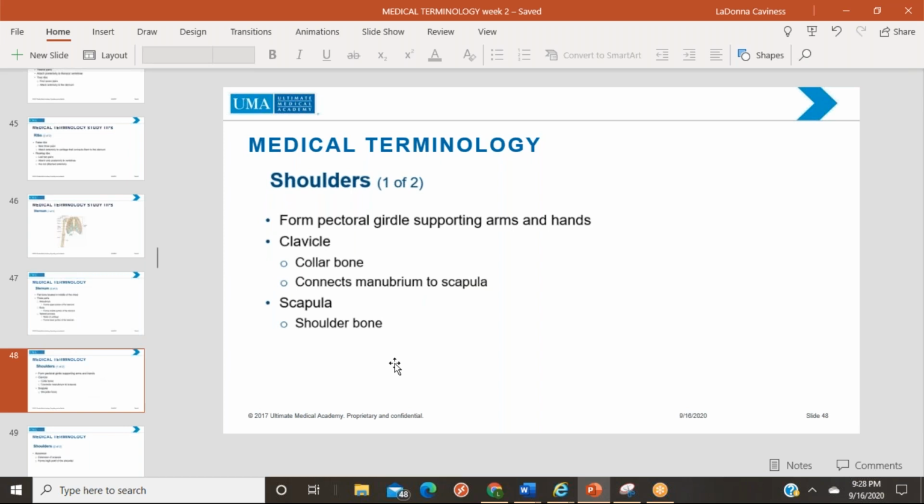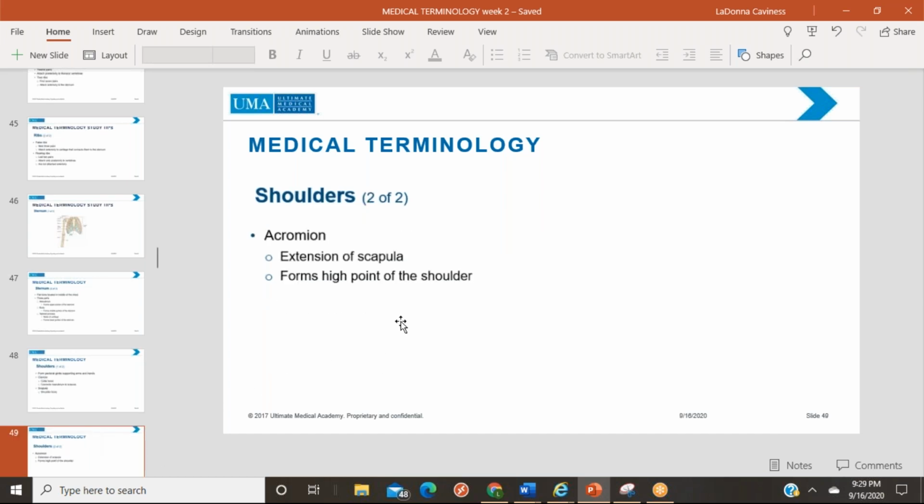Pectoral girdle supports arms and legs. The clavicle is the collarbone and it connects to the scapula, the shoulder bone. Okay, the acromion, an extension of the scapula. It forms high points of the shoulders.